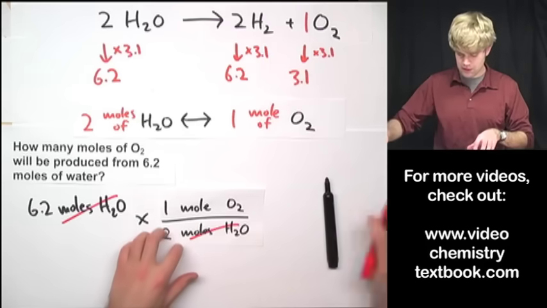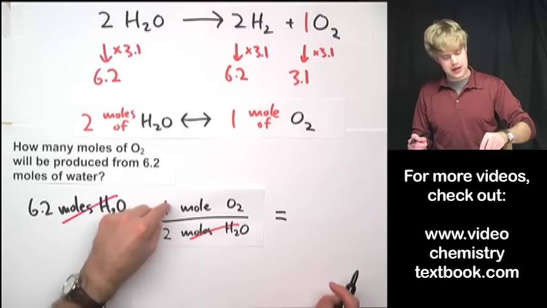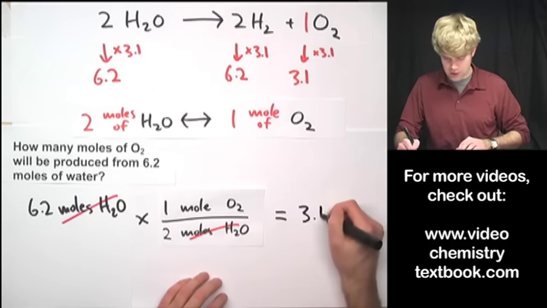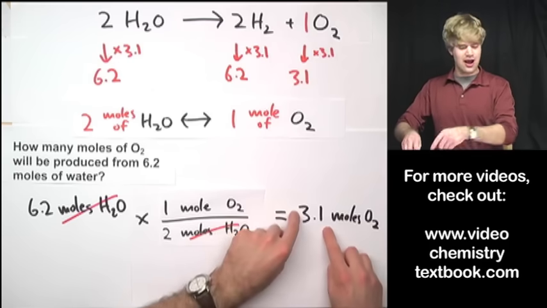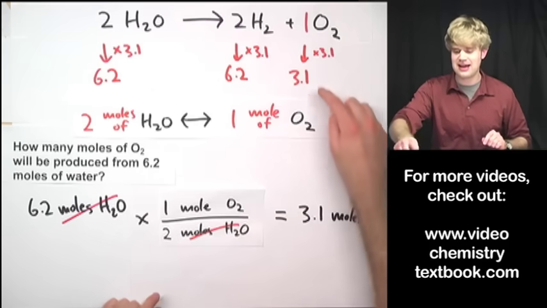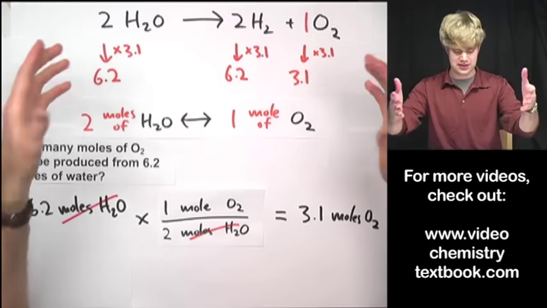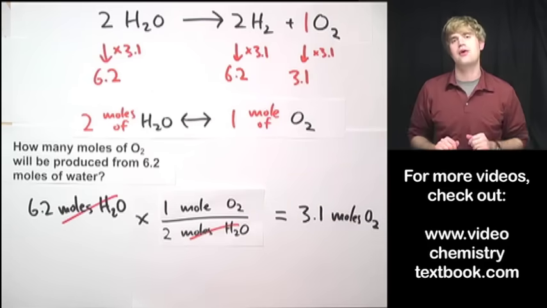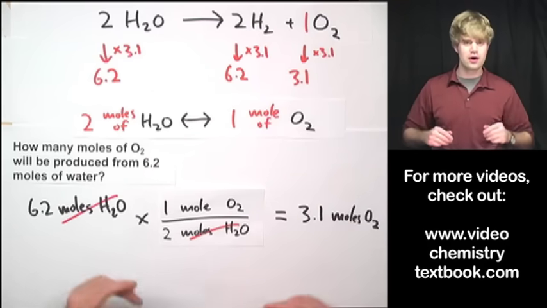So they cancel out. And when I do this math, I'm going to do 6.2 times 1 divided by 2 equals 3.1 moles of O2. And check it out. I use a conversion factor method and I get the exact same answer that I got when I use this like a recipe. Okay? So the recipe or the conversion factor both give the same number. Okay? Let's go on to the next one.